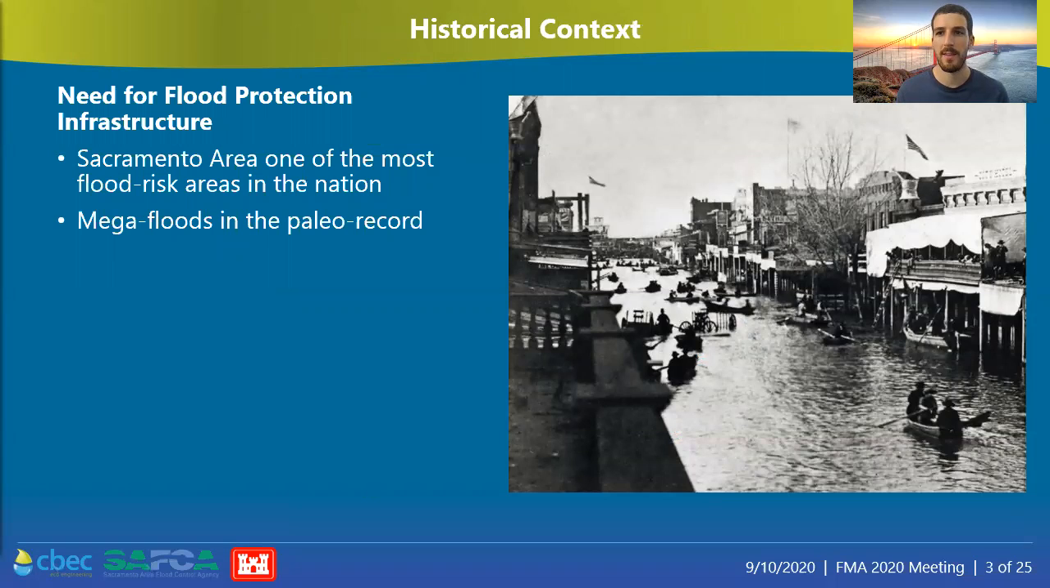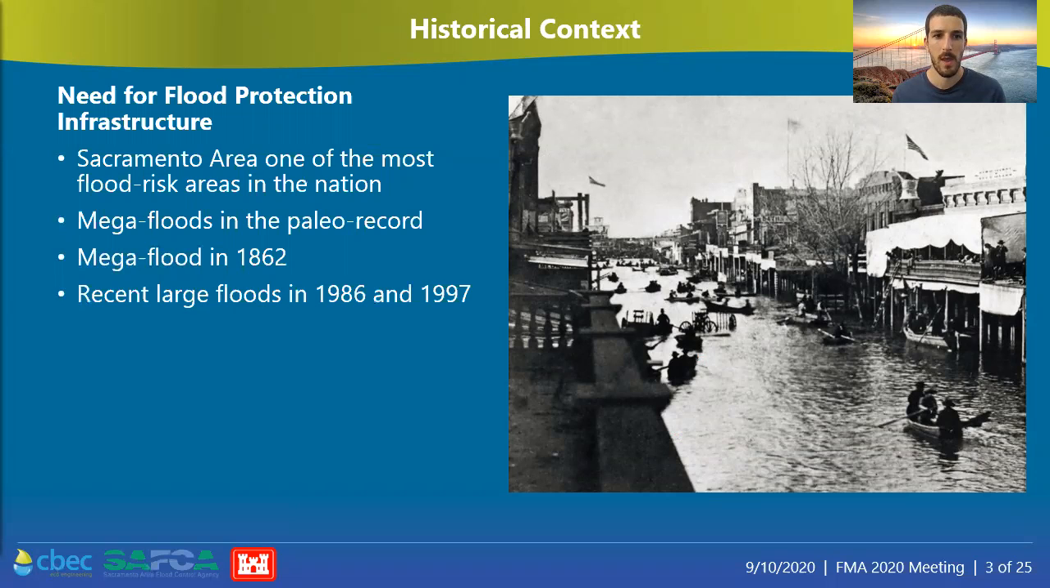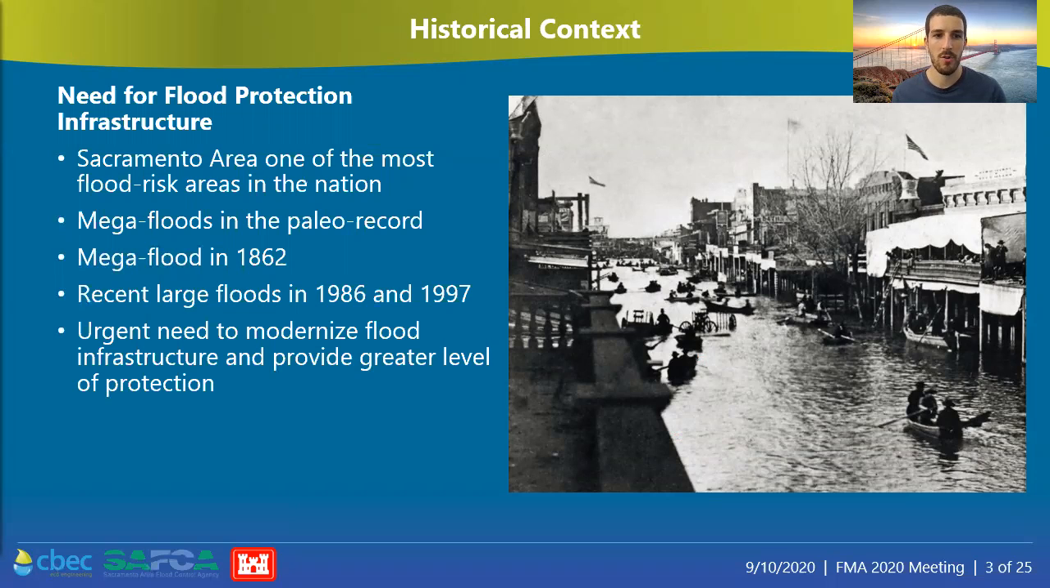For some historical context on the need for this flood protection infrastructure, the Sacramento area is one of the most flood risk areas in the nation, as I said before. There are mega floods in the paleo record. A large flood occurred in 1862, which is shown in the photo on the right. That's actually downtown Sacramento. Recent large floods in 1986 and 1997 have caused billions of dollars in flood damages. And the U.S. Army Corps of Engineers has identified an urgent need to modernize flood infrastructure and provide a greater level of protection against catastrophic flood events.